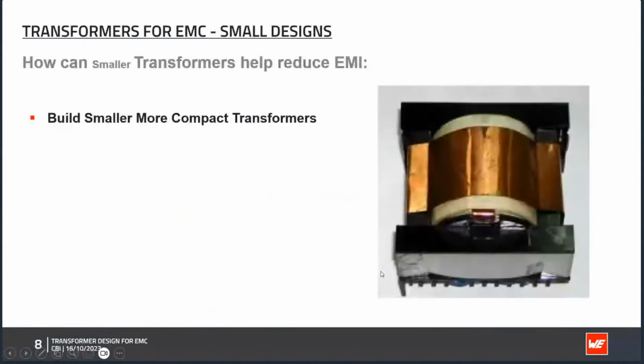Then if we have connected the transformer correctly to the switch in the correct orientation, and we still have a problem with EMI, then what else can we do? There's a very clear guideline from our side that a smaller transformer can help to reduce EMI noise. Why is this? It's a very simple answer.